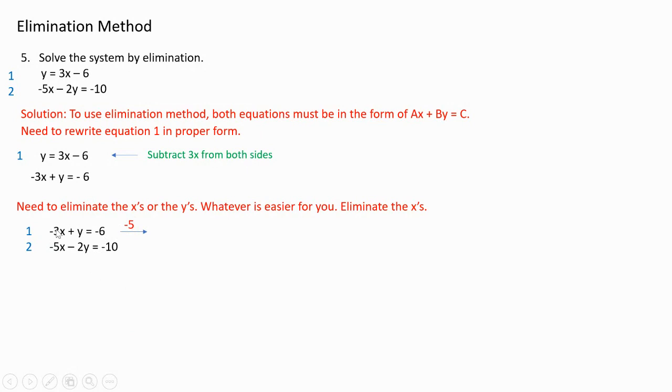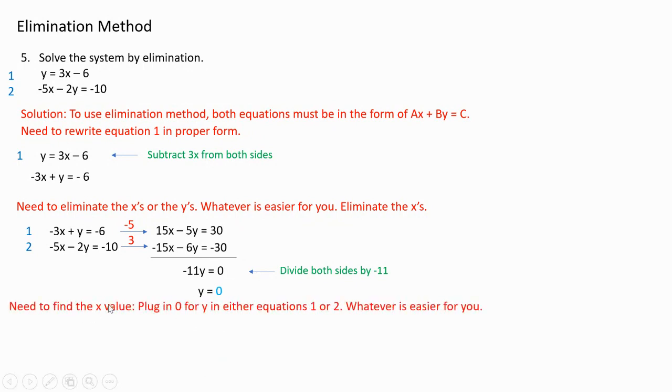So again, right, by negative 5, because 3 times negative 3 times negative 5 will give us a 15x. And then we multiply the second equation by 3, because 3 times negative 5x will give us a negative 15x. And this way, the x's can be eliminated. So here we have 15x minus 15x, those be eliminated. We have negative 5y minus 6y will give us negative 11y equals to 0. We divide both sides by negative 11, so we know that y equals to 0.